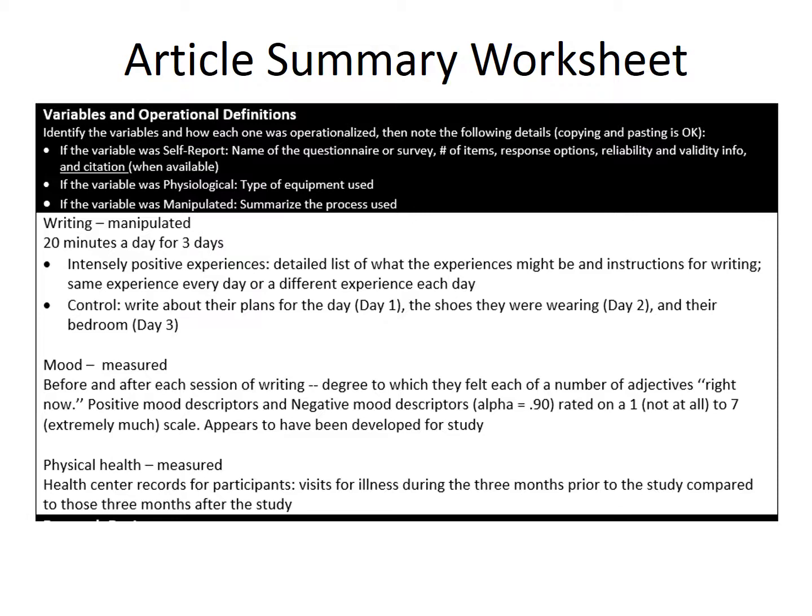This slide includes an example of what this section of the worksheet might look like. Notice I added whether the variable was measured or manipulated along with the general variable name. That'll help when I think about the research design later. The information about the mood measure doesn't include all of the information we hope to have for a self-report measure because the article didn't include it at all. There wasn't a citation. The information about the alpha is the reliability and validity information.